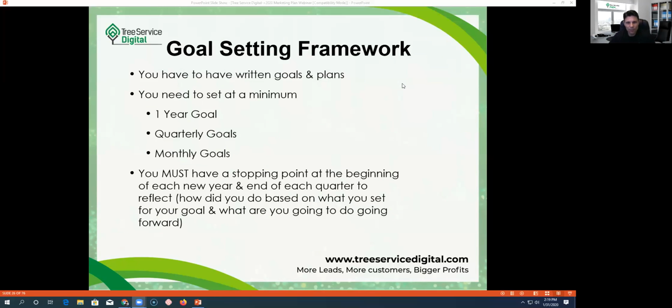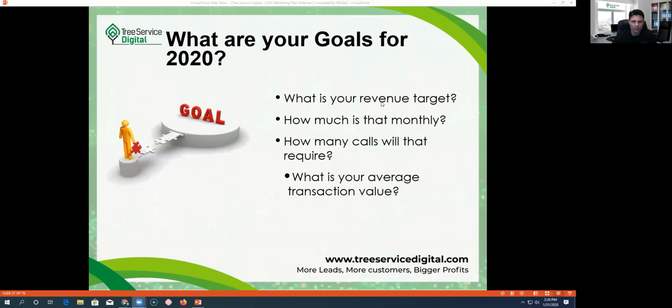But you must have a stopping point at the beginning of each new year and at the end of each quarter to reflect: how did you do? Really think about it. Okay, so I did all these different things this past quarter. We increased by this percentage or this amount of revenue. How did I do that? When you really think about it and back in the numbers of how you got there, you can see for the next quarter how to do a little more and a little more each quarter. It's just a matter of breaking those things down, visualizing them, and getting down to a granular level.